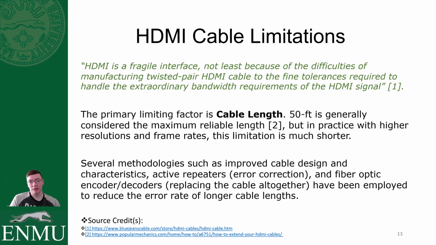Several methodologies, such as improved cable design and characteristics, active repeaters, error correction, and fiber optic encoders and decoders, which basically replace the cable altogether, have been employed to reduce the error rate of longer cable runs. The fiber optic replacement for HDMI cables is a very neat topic. They basically encode at the transmit side and decode at the receiver side, and they replace the copper or silver tinned or whatever you have, conductor type cable. Whatever you have there, it's replaced entirely by fiber optic.